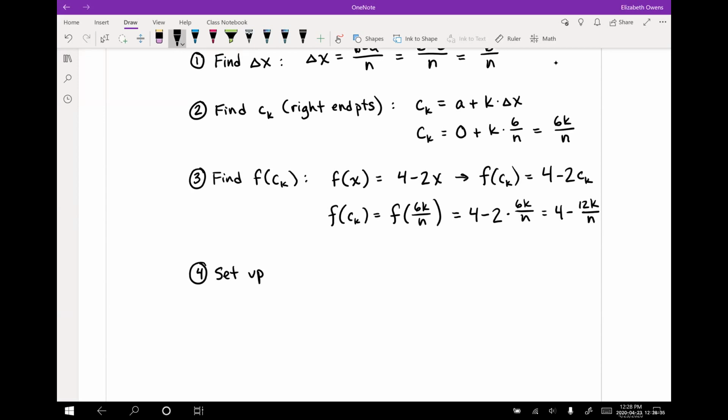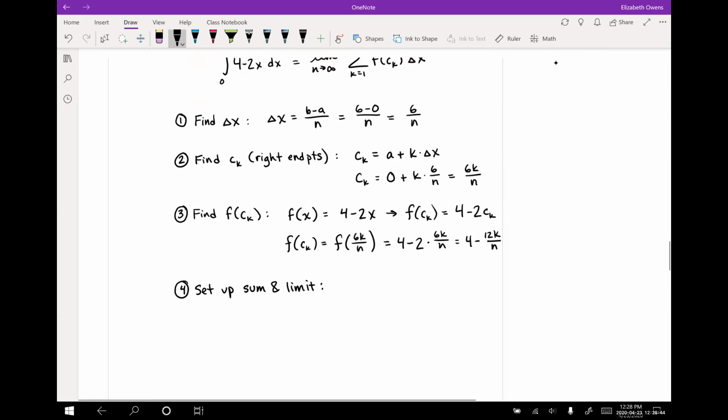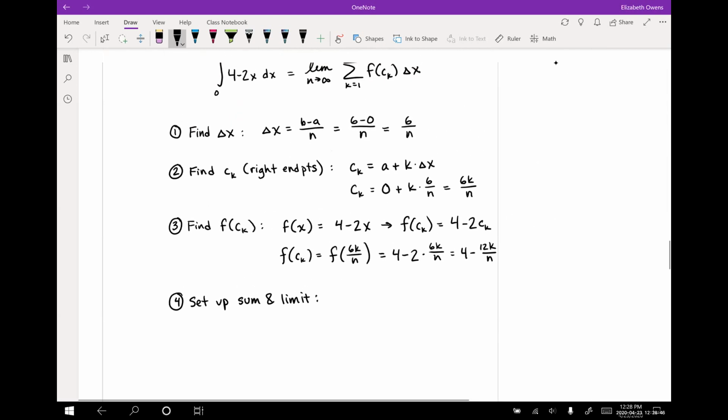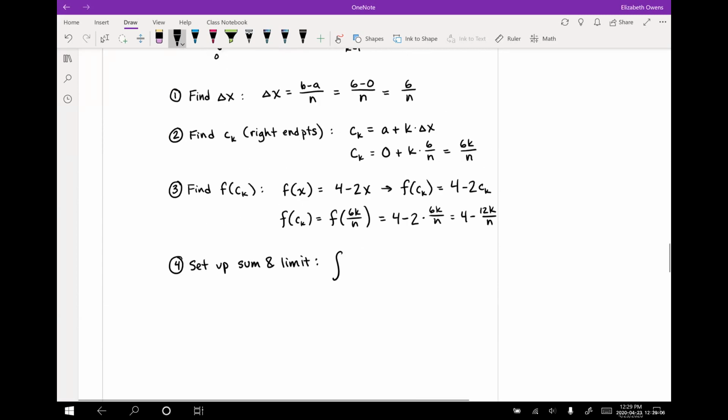Set up the sum and the limit that we're going to need to take. All right, so I'm just basically rewriting this definition from right up here, but now I'm going to plug in what we've found for delta x and f of ck. All right, let me see how to best write this here. Yeah, we're going to need a lot more space.